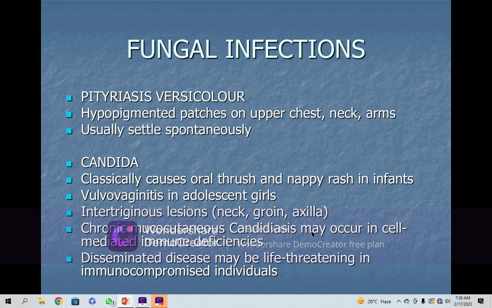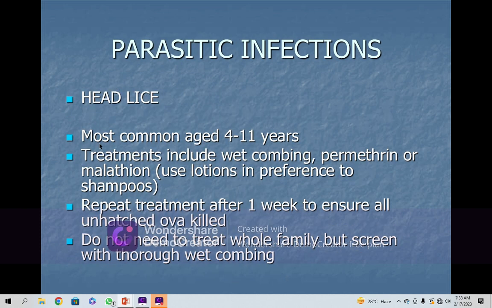And you should treat this candidiasis. You will culture it from a clean-catch midstream urine, and then the candidiasis can be cultured. This infection is missed by many of us. Disseminated disease may be life-threatening, of course; it is the systemic type of candidiasis. You see it in HIV.